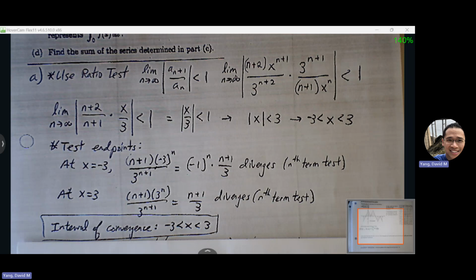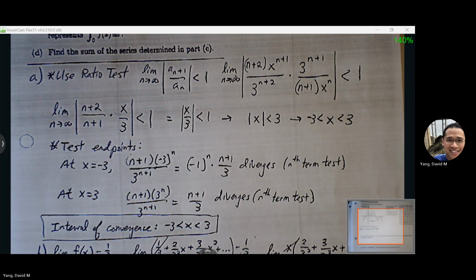Okay, part A should feel pretty straightforward. You're just going through ratio tests, finding your potential interval of convergence, and then testing your endpoints. Any questions with part A?